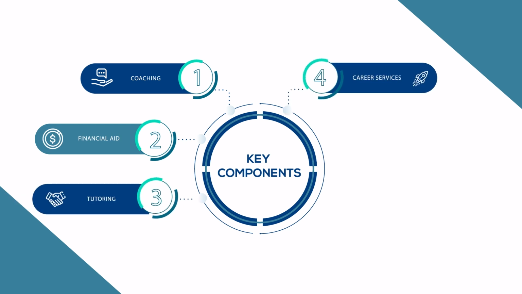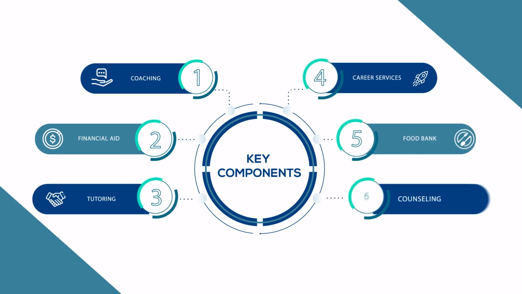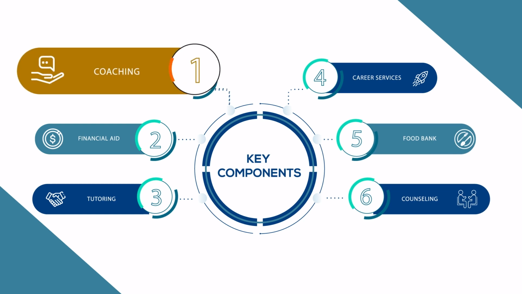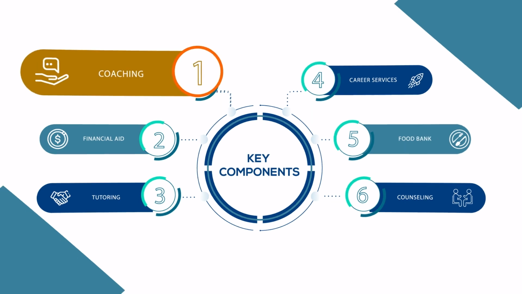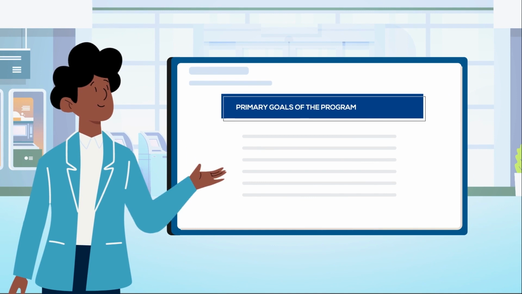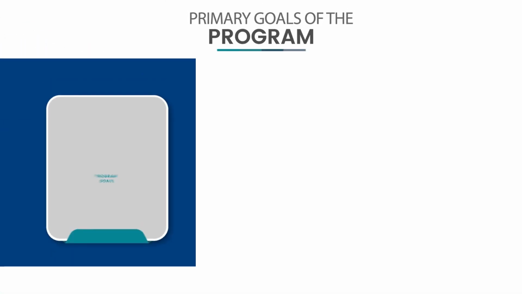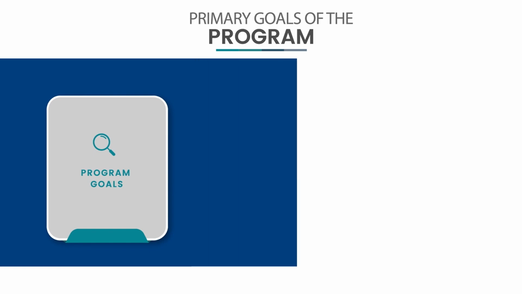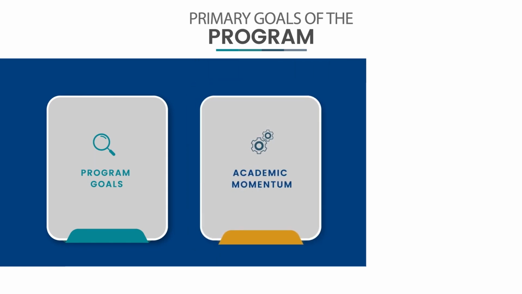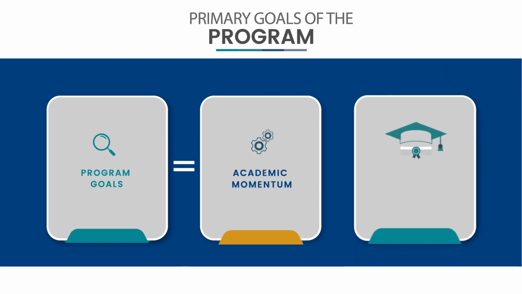For example, if your program provides coaching to students, then you'd want to collect data about how often students meet with their coach. Next, list one or two of the primary goals of the program. What specifically is your program trying to help students achieve? Let's say your coaching program is designed to help students complete a degree or certificate within a certain period of time. On-time graduation would be your primary outcome.